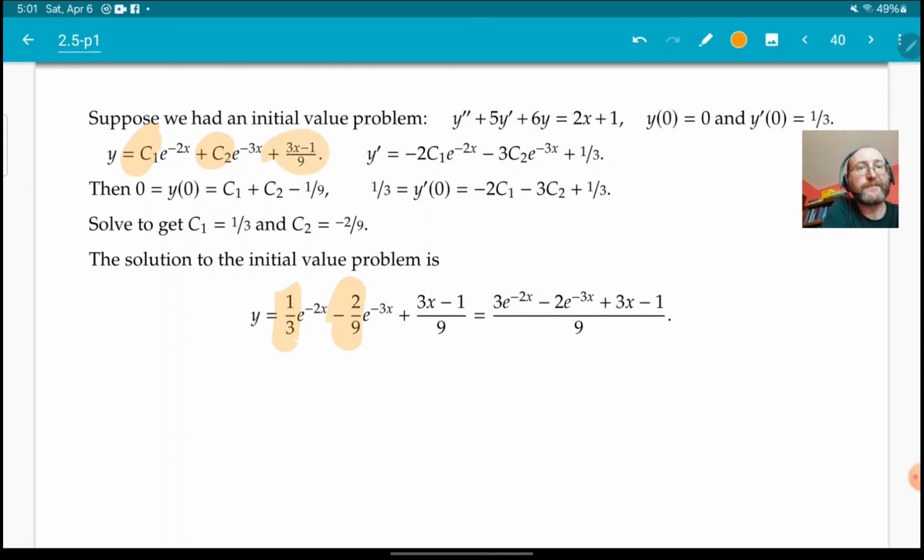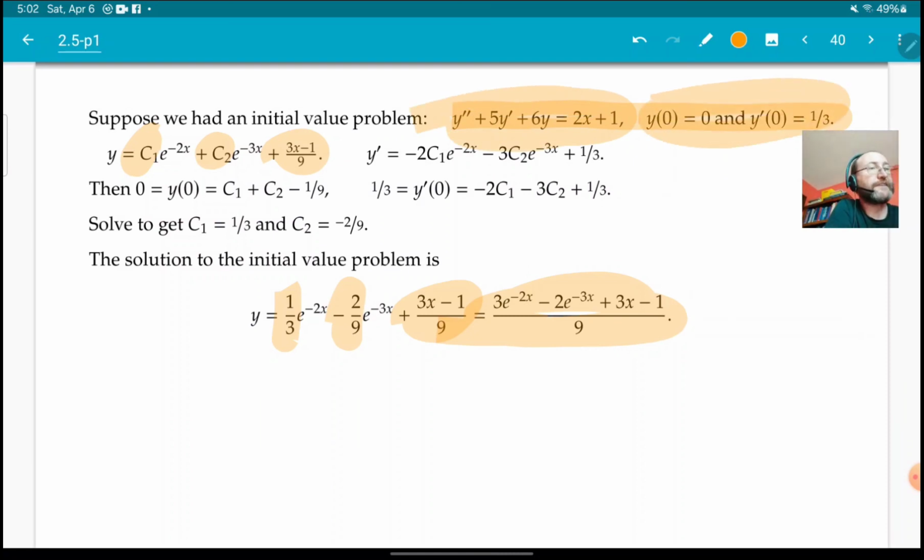So I can put those over here, and I get 1/3 minus 2/9. Of course, then we have the y sub p. I can do a little bit of simplification here. Doesn't really matter. That's what it is, right? That's the solution to this initial value problem. So it's the solution to this that satisfies these initial conditions.